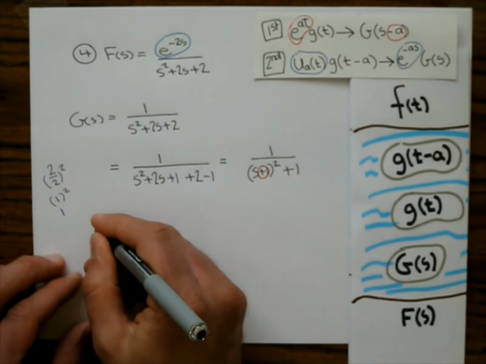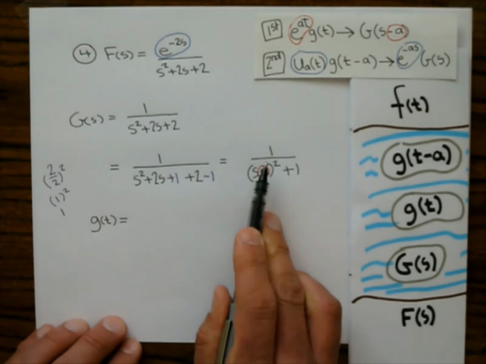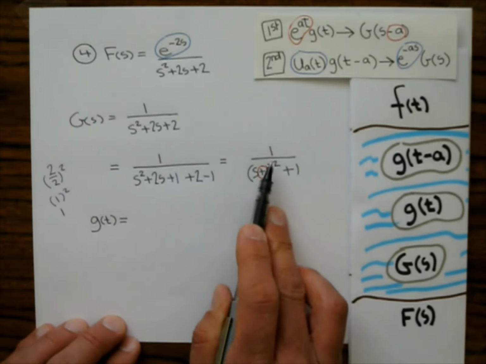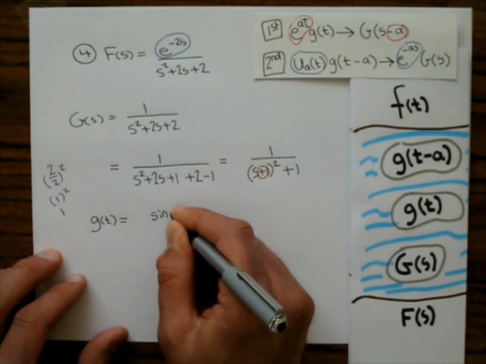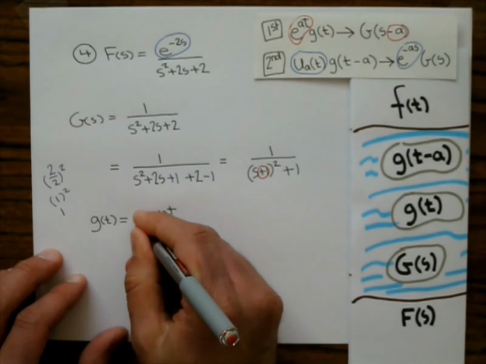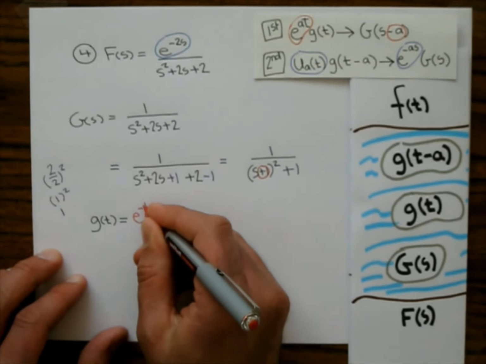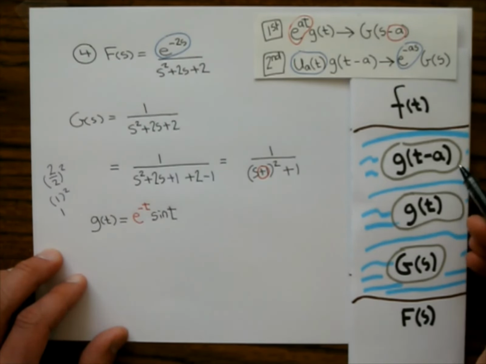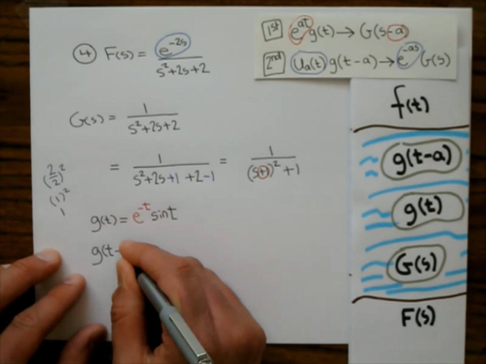Now I'm jumping to the next stone. This is g of t equals the inverse transform of 1 over s squared plus 1. Well, you have b squared is 1 and b is 1, so it's going to be the sine of t. And then let's account for the shift. The shift is e to the, and you could look up there to see, it's e to the negative t. And so now I'm in the very middle of the river. I'm now going to jump here and write out what g of t minus 2 is.